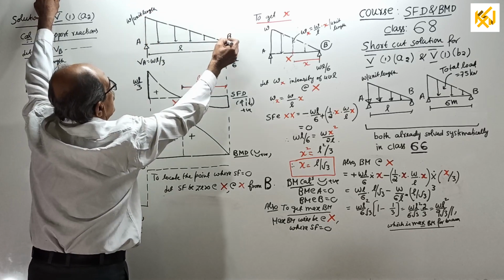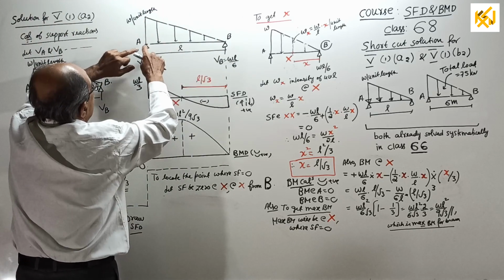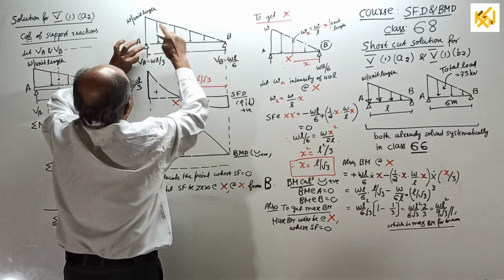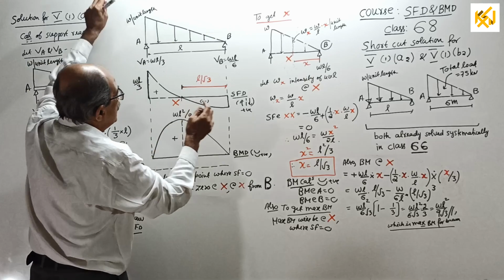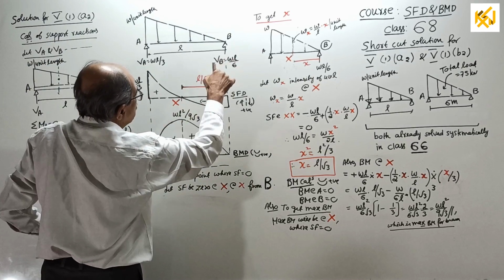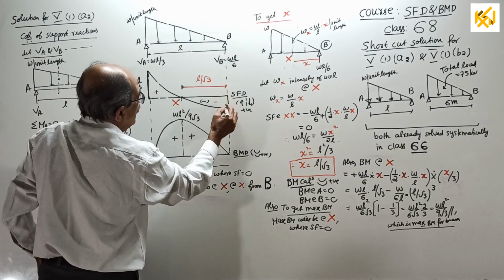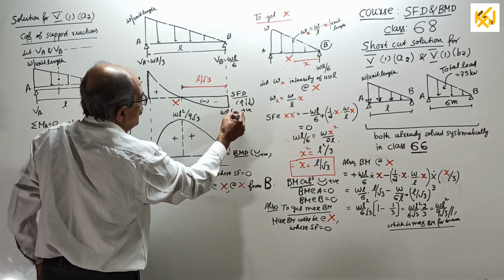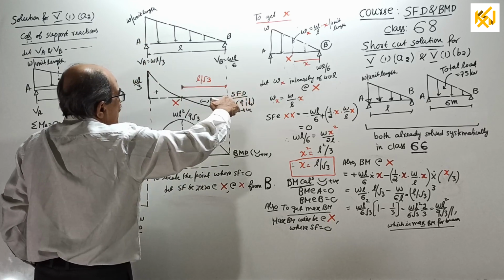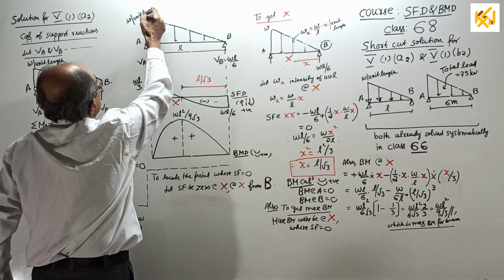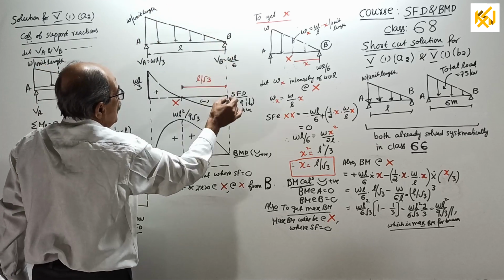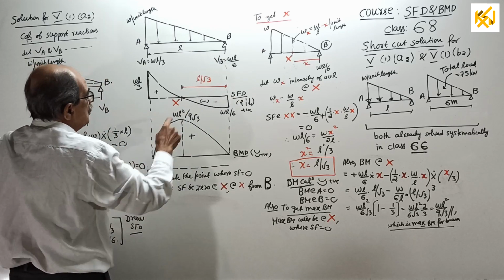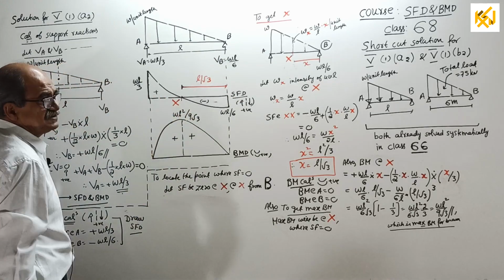From here to here, come down by half into L into W, that is WL by 2. Already told so many times, it will become WL by 6, so negative here, minus WL by 6. Parabola. This is explained so many times. Maximum slope here, where intensity is maximum. Zero slope here, where intensity is 0. It will cross the baseline here at a point X.